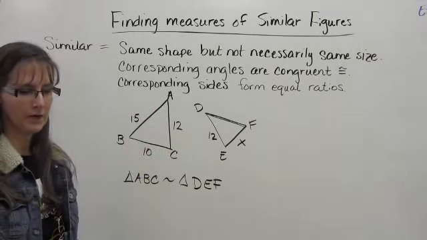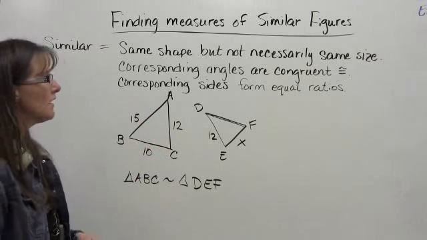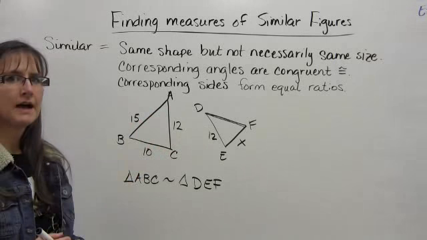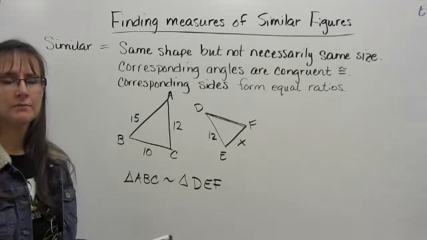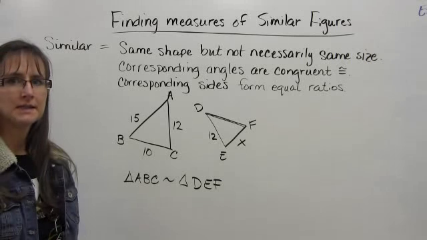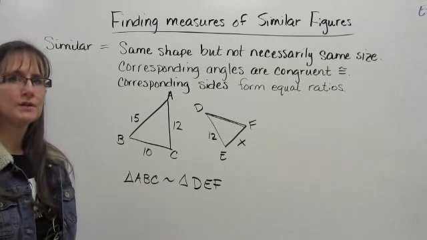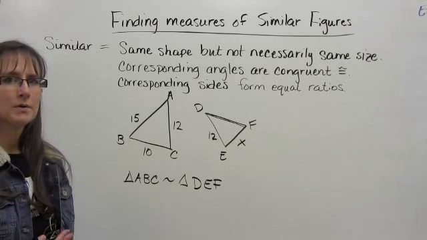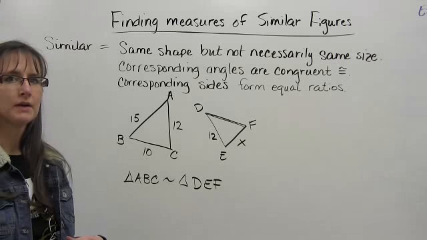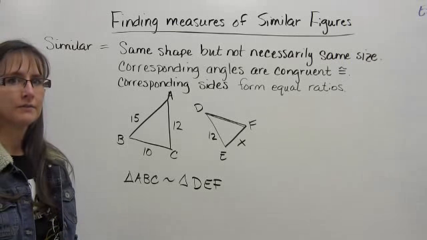They form equal ratios. Since I know that they are similar, I can easily find the length of a missing side by setting up a proportion. All I have to do is make sure that I'm using corresponding sides. Remember, when you set up a proportion, you want to have like things together.